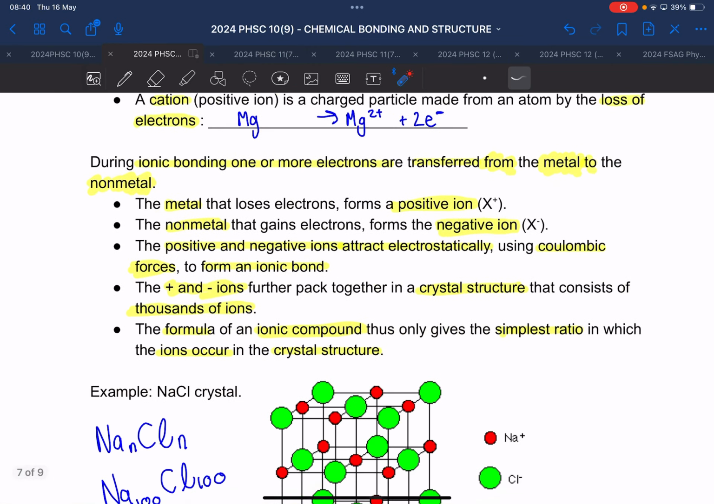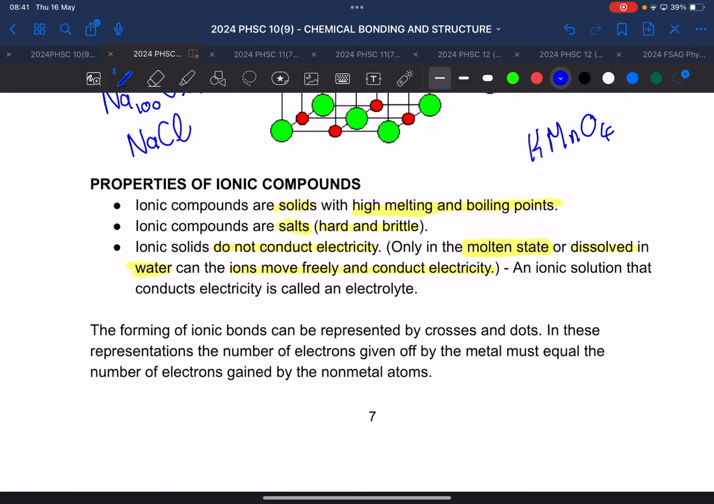Okay, so almost there, almost at the end, guys. An ionic solution will conduct electricity. So if we dissolve a salt in water, that is called an electrolyte. This will also be work that you do in grade 11: figuring out what happens when you put two electrodes connected to a battery in an ionic solution. That ionic solution is called an electrolyte.